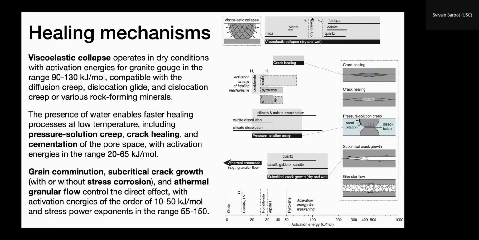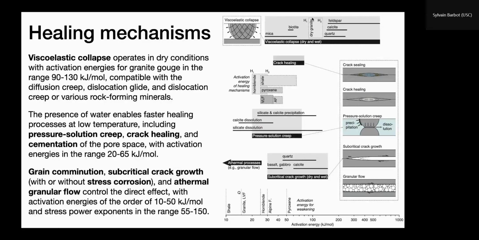And so for dry granite, H1 and H2 are around 100 kilojoule per mole. So that's very compatible with viscoelastic collapse of the various minerals that form granite: mica, quartz, feldspars. And all the others are much lower, between say 20 and 70 kilojoule per mole. And they are all compatible with all the other different mechanisms. It can be crack healing, it can be pressure solution creep, it can be subcritical crack growth, all being possible because of the presence of water.